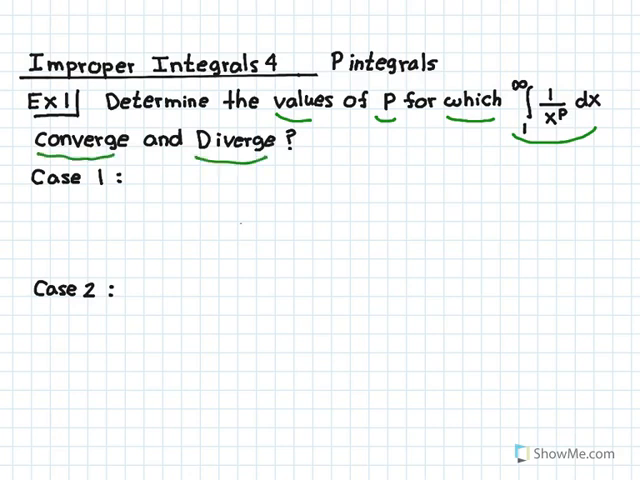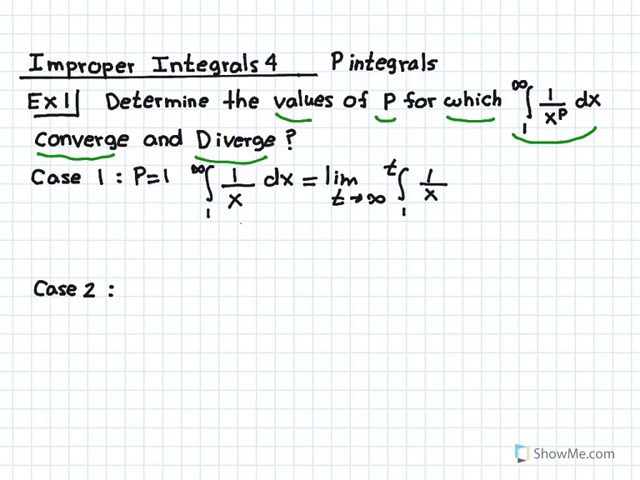Let's look at case 1, when p is equal to 1. So we have the integral from 1 to infinity of 1 over x to the 1, which is 1 over x dx. That's going to be equal to the limit as t goes to infinity of the integral from 1 to t of 1 over x dx.